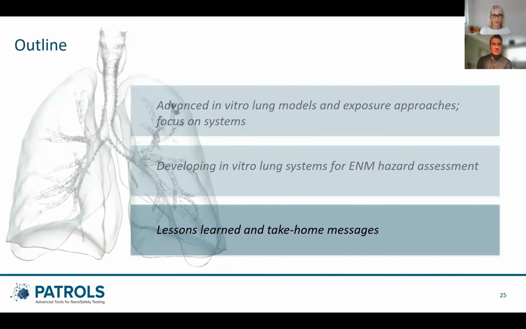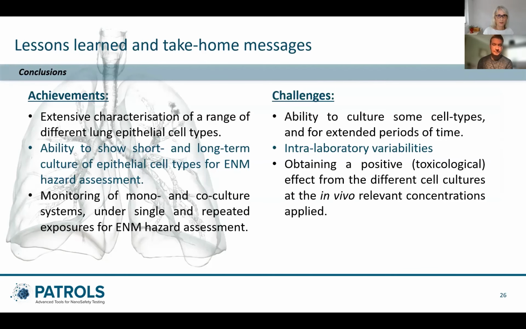Okay. So now for this final part of this presentation, we'd just like to go over some lessons learned and some suggestive take-home messages from our research over the past 3.5 years. So we have some achievements and we have some challenges. The achievements are that we've managed to understand and characterize a range of different lung epithelial cell types from different regions of the human lung. We've been able to culture these both short and long term and use them within hazard assessment of engineered nanomaterials.